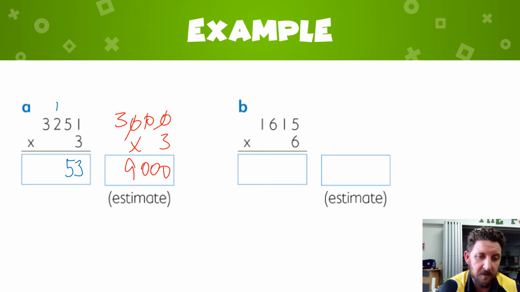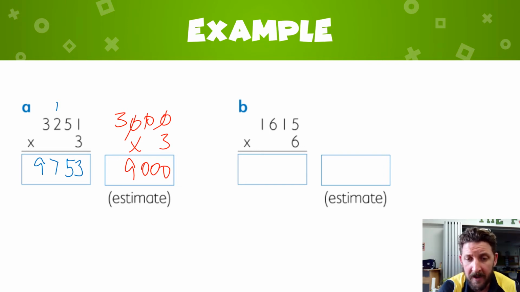I'm going to go to my next place value, my hundreds. 3 times 2 is 6, add 1 more is 7. You can see here, each time that I do this, I'm directly lining it up in the same place value. And then my last one is 3 times 3 is 9. So the real answer is 9,753. Is that close to 9,000? Yes, it is.